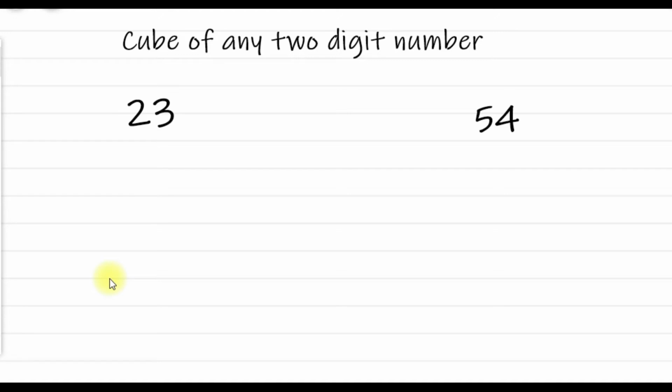Let's start with the first example. Let's find out the cube for 23. Now just like all the earlier methods, here also your answer is divided in 4 different numbers. So your last number is going to be 3 cube. So I'm writing 3 cube here, that is nothing but 27. Your first number is 2 cube. So I'm writing 2 cube in the beginning. Your 2 cube is nothing but 8. So this is your first number.